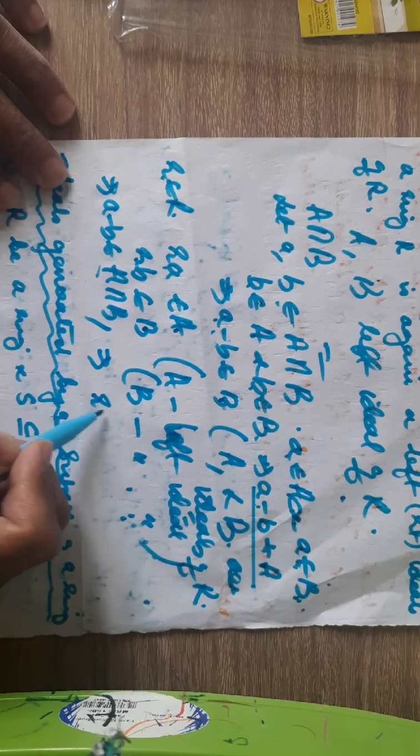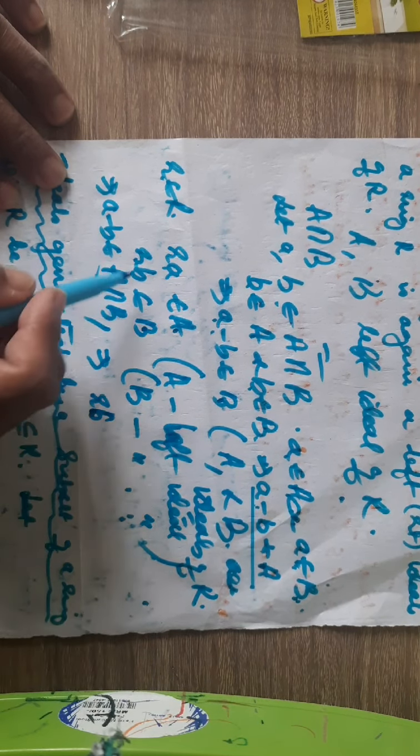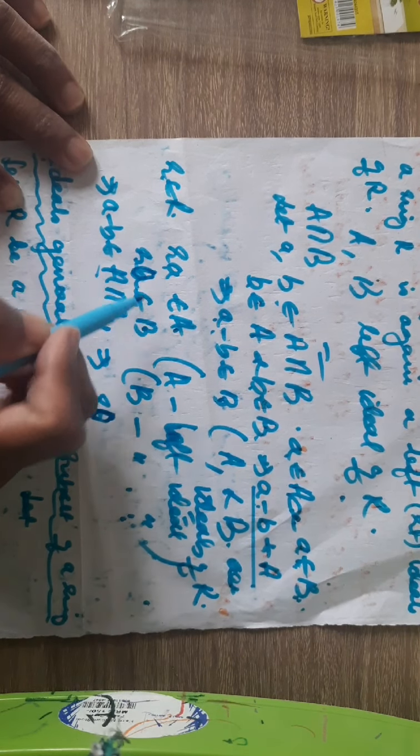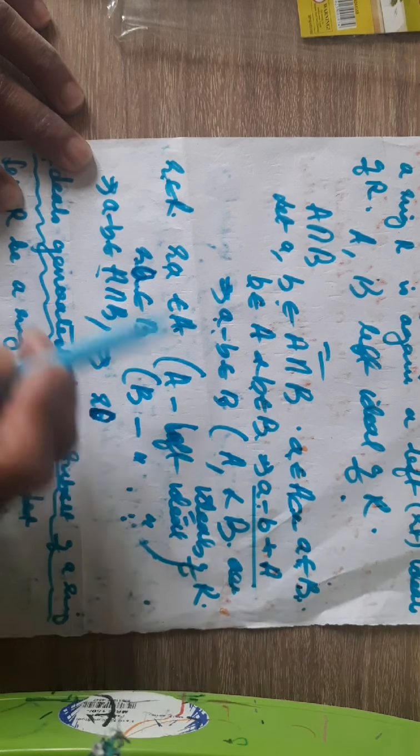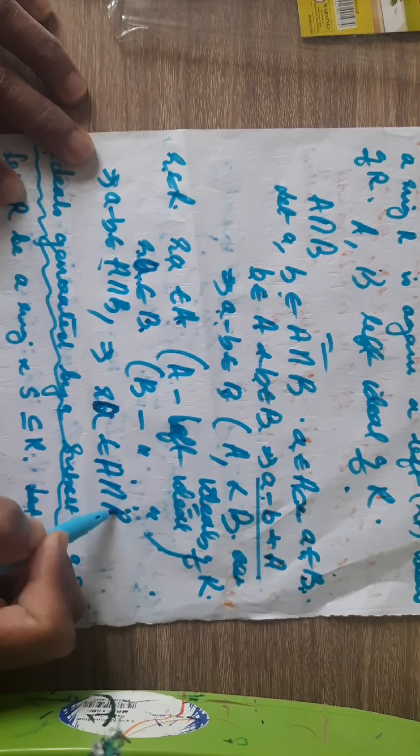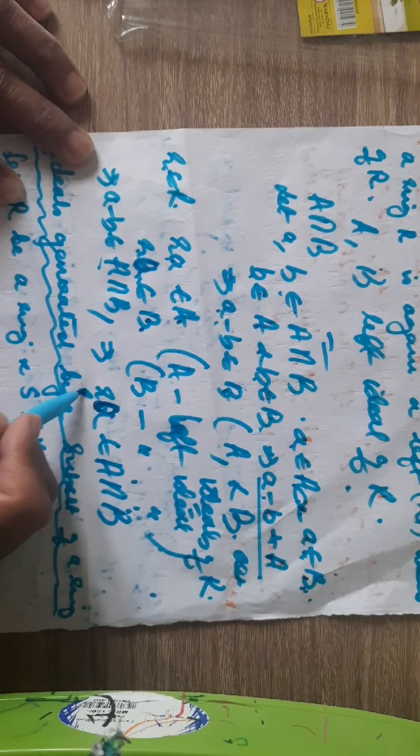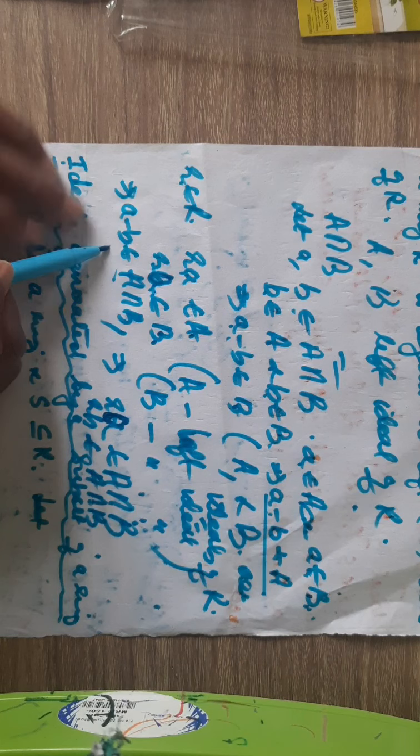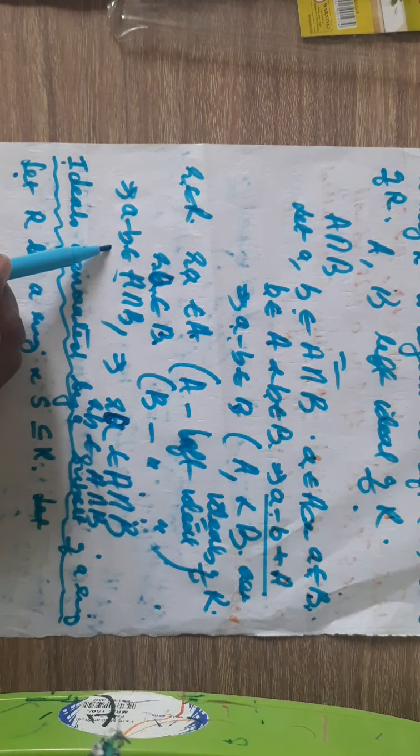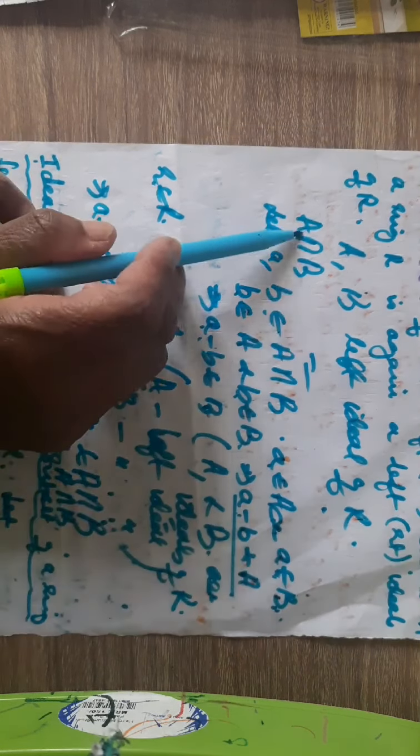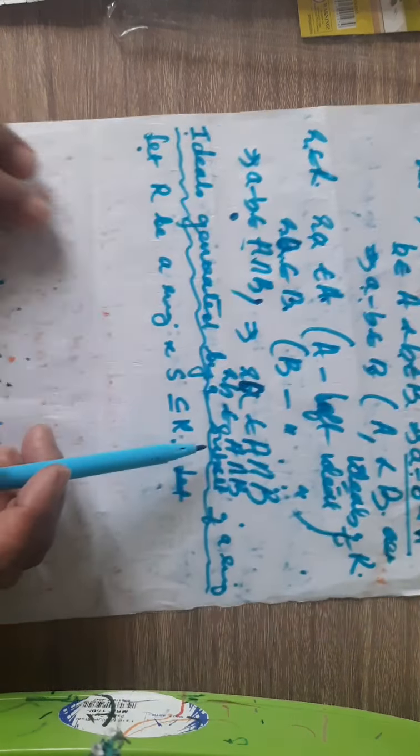Here I am taking this one because a is also an element of B, so ra belongs to B. So ra also belongs to A intersection B. Similarly, rb also belongs to A intersection B. So by that necessary and sufficient condition, we can conclude that A intersection B is also a left ideal if both A and B are left ideals.